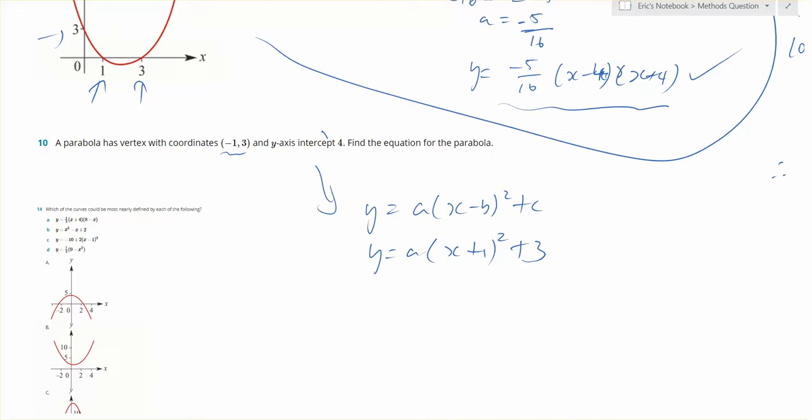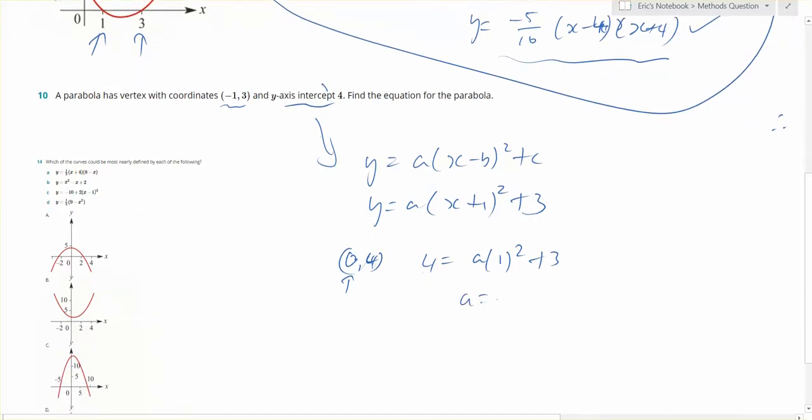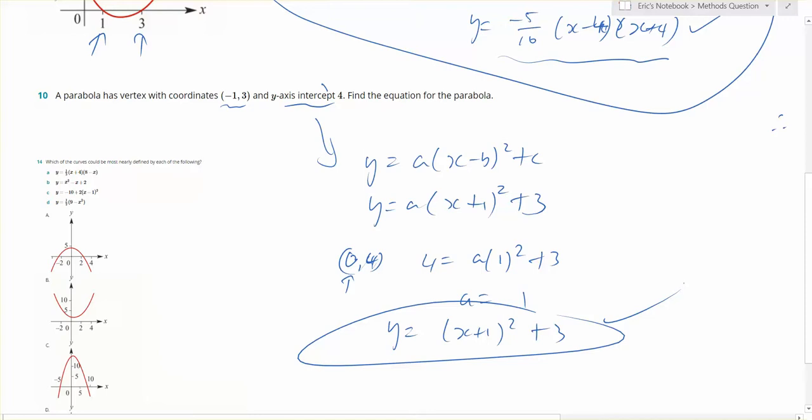Now we've got another piece of information, the y-intercept's 4, so we sub in 0, 4 into the equation. Remember, the y-intercept means x equals 0. So 4 equals a times, well x is 0, so it's 1 squared, plus 3. So a equals 1. So therefore your equation would be y equals (x plus 1) all squared plus 3. And that's your answer to question 10.